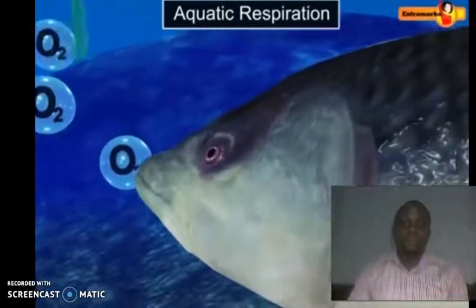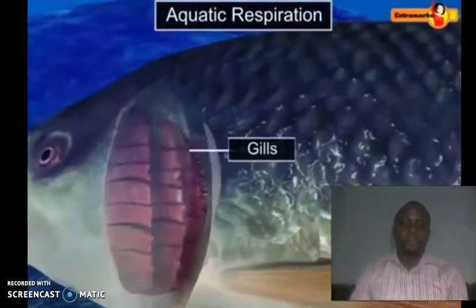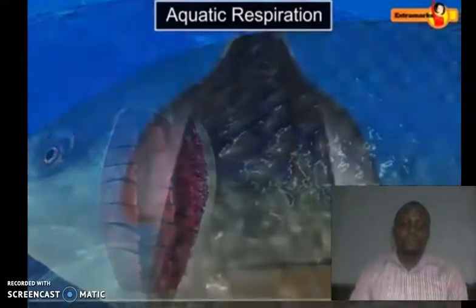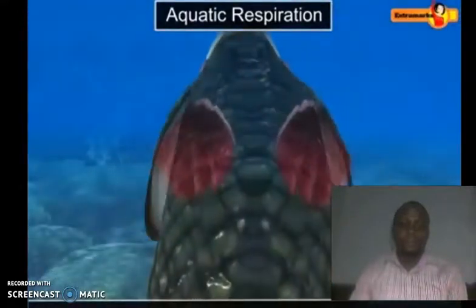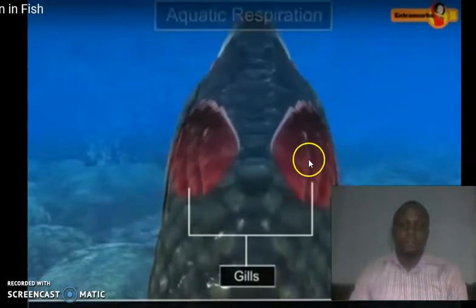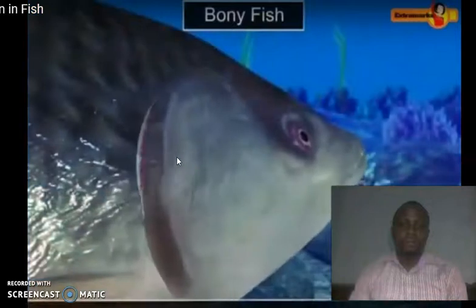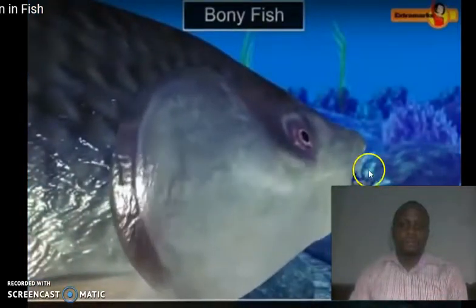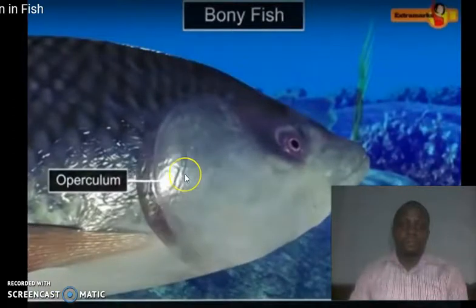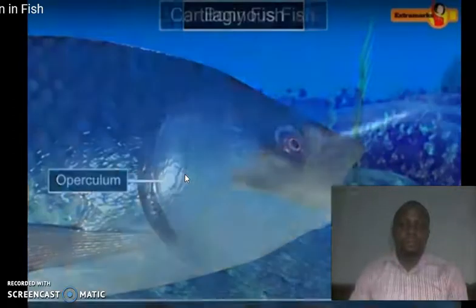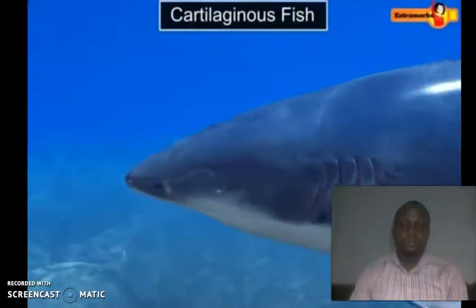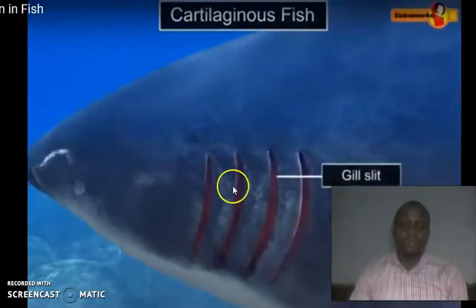Fish have specialized structures called gills to carry out exchange of gases with water. The gills are located on either side of the head of fish, behind the mouth cavity. In bony fish, the gills are covered by a hard bony flap called operculum. It is also known as gill cover. In cartilaginous fish, the operculum is lacking and the individual openings to gills are called gill slits.